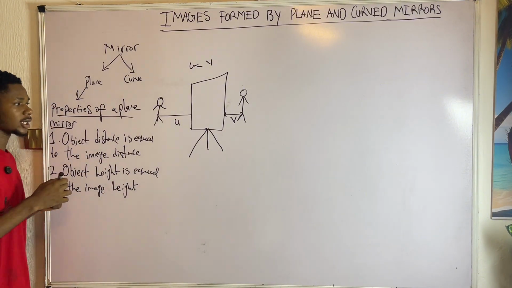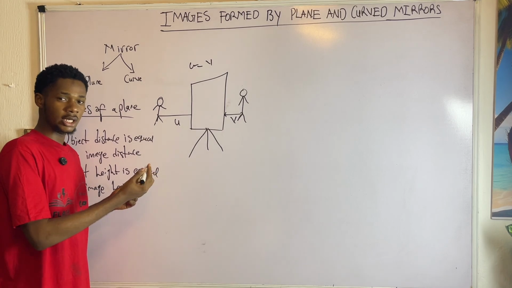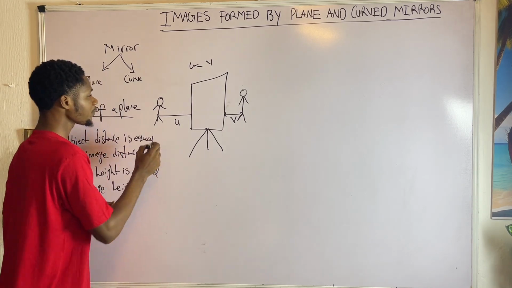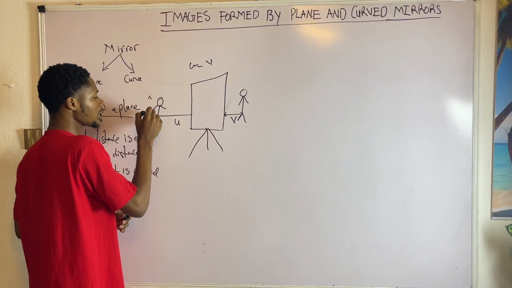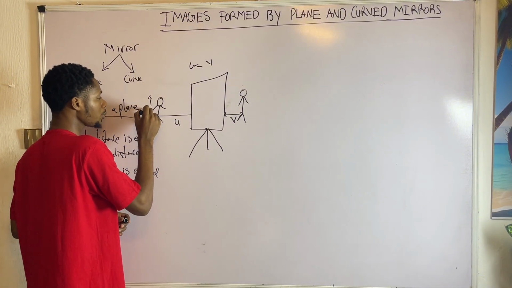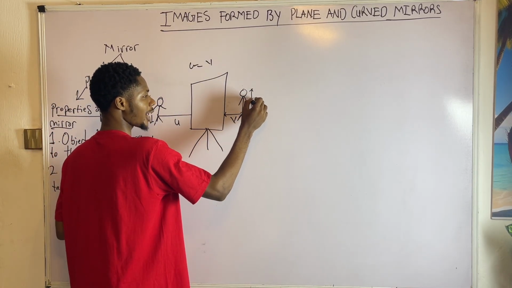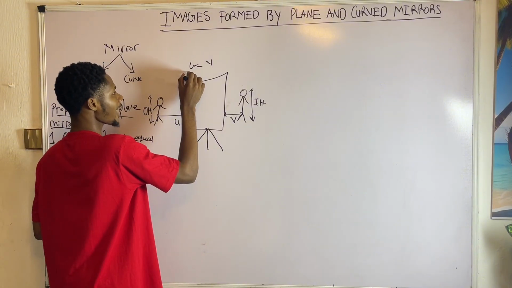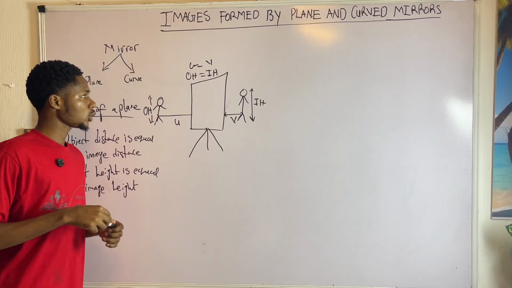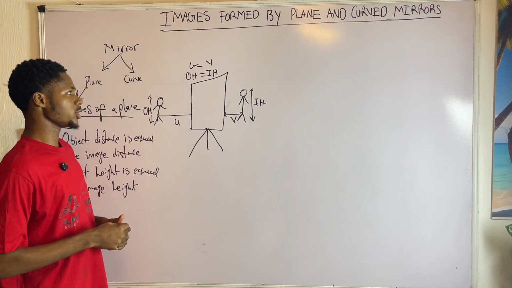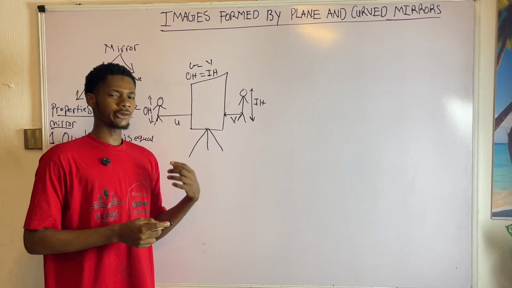That is, if we call the height of the person standing here an object. Not in English language now, we're talking about physics. This person is an object because the person is placed in front of the mirror. So from here to here, we are going to call it object height, OH. And from here to here, we are going to call it image height, IH. So we are basically saying that the height of the object, OH, is equal to the height of the image, IH. So U is equal to V and OH is equal to what now? IH.